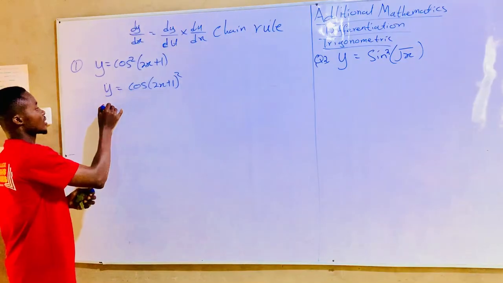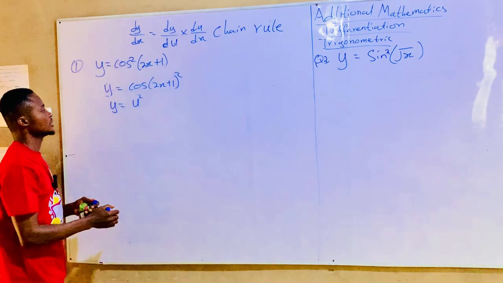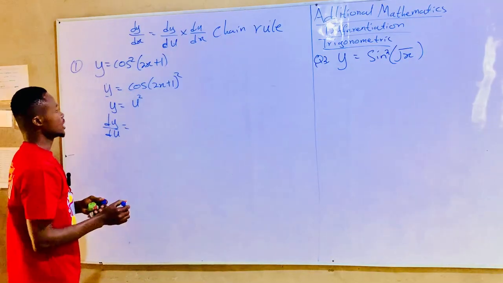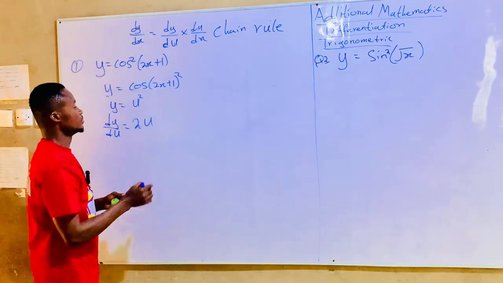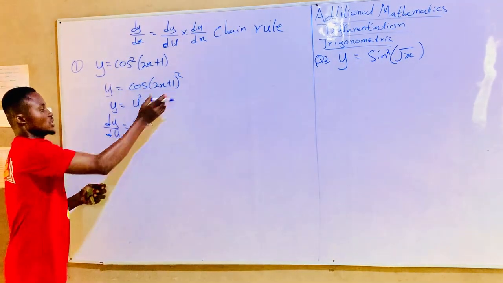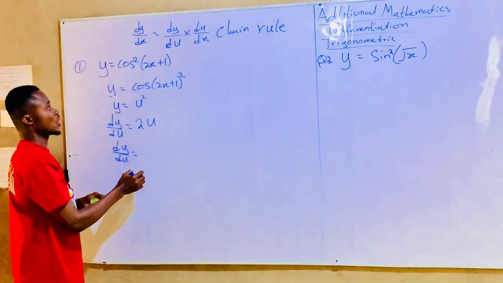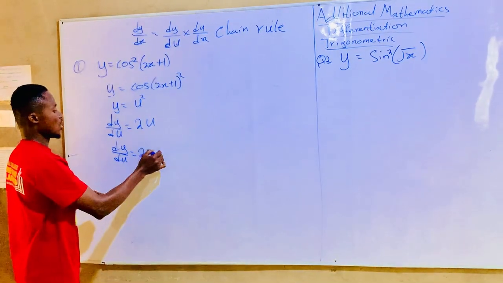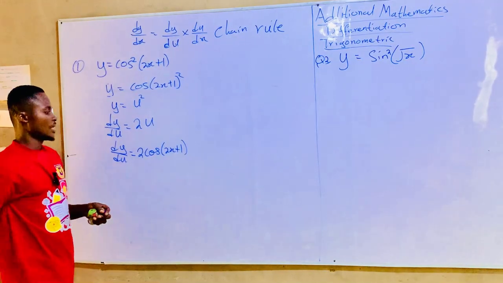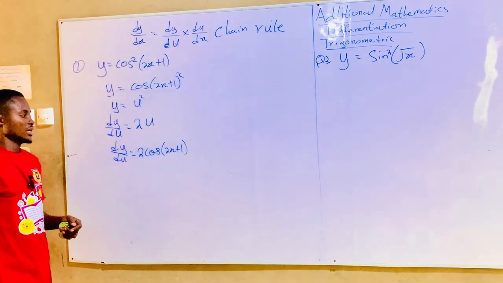So we said that y will be equal to u squared. Now we differentiate: dy over du will be equal to 2u. Now after you are done differentiating, you go back and substitute back into this function. So our dy over du will be equal to 2 cos(2x + 1). After you substitute this into the function, we have to differentiate this again.